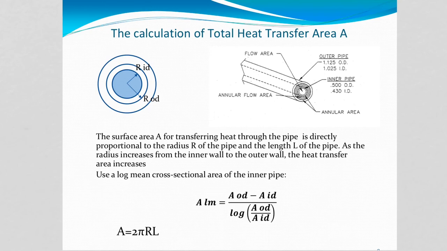Another thing you will have to calculate as well is the heat transfer area A, which is part of the typical calculation of a heat exchanger. In our case, we have a tubular heat exchanger with concentric tubes. So here are the actual dimensions of the piping involved in the construction of our heat exchanger in the lab. You got that on your handout as well. You can refer to it for your calculation.